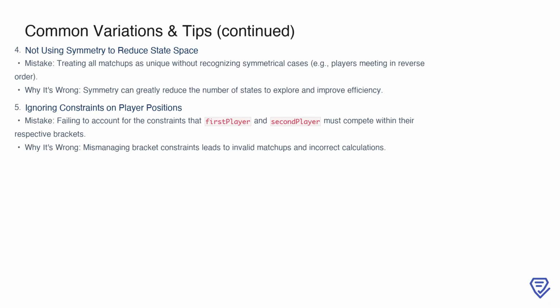Additionally, it's essential to respect the constraints on player positions. The first player and second player must compete within their respective brackets. Ignoring these constraints can lead to invalid matchups and incorrect calculations. Properly managing these details ensures your solution is both correct and efficient.